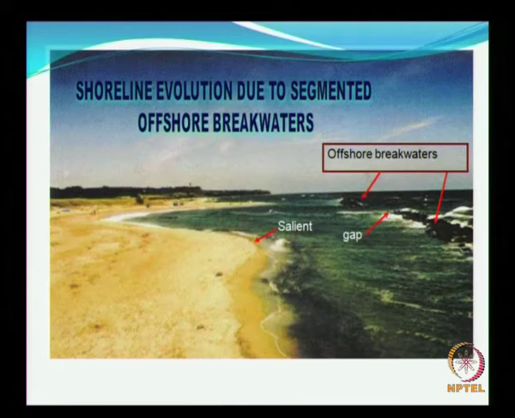This is again quite an old photograph, but it is used only to show you how the shoreline can change. You see that there is an offshore breakwater here, another offshore breakwater here, here is the gap, and you see the salient being formed. The present situation I do not know, as it is quite an old picture, so again you have to be careful in rehabilitating the offshore breakwater.